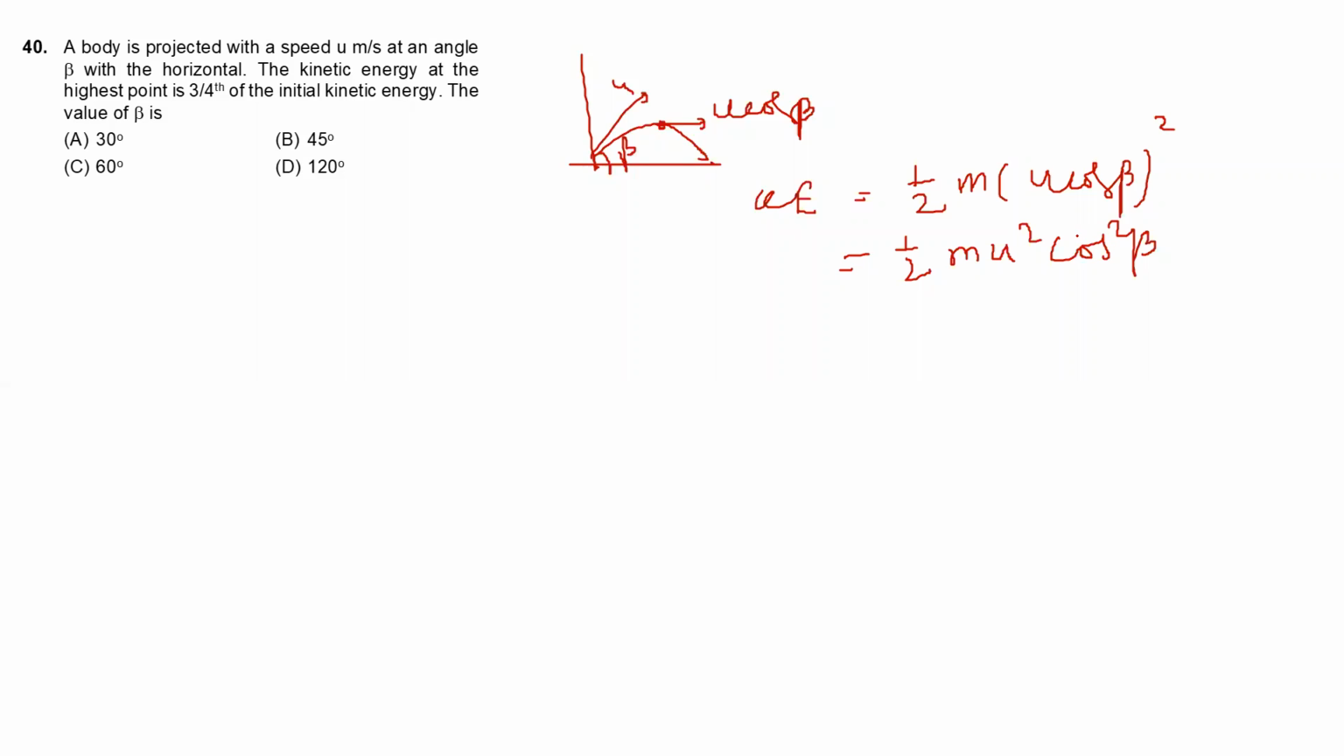Okay? Because the vertical component is 0, there is no vertical component of velocity. And the initial kinetic energy, that is the maximum kinetic energy, is equal to half m u square. Let the total energy be K, which is nothing but half m u square.